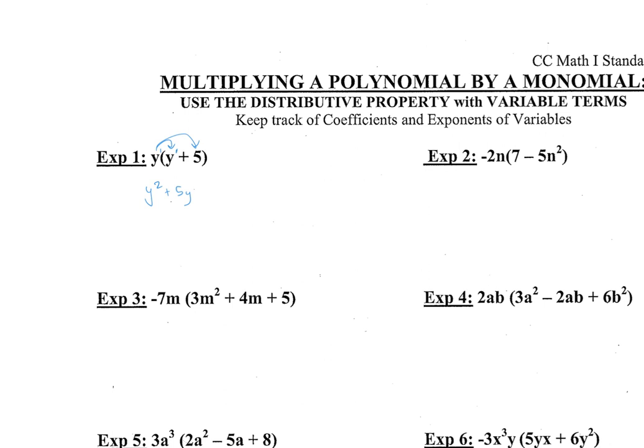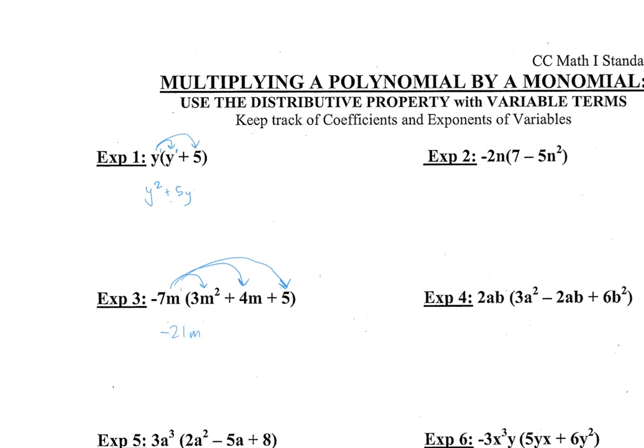Let's do another one down here at the bottom, number 3. So I'm going to distribute my negative 7m to all 3 terms. Do not forget to do all 3 terms. You should have a trinomial by the end of this. So the first one, numbers first, is going to be negative 21m.